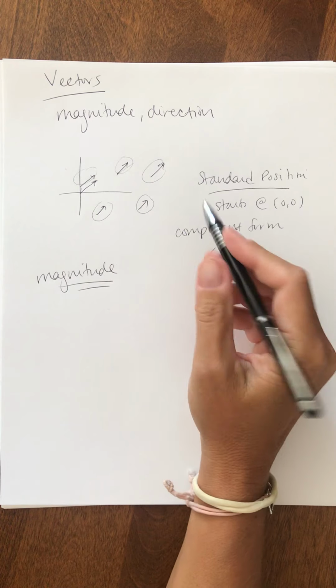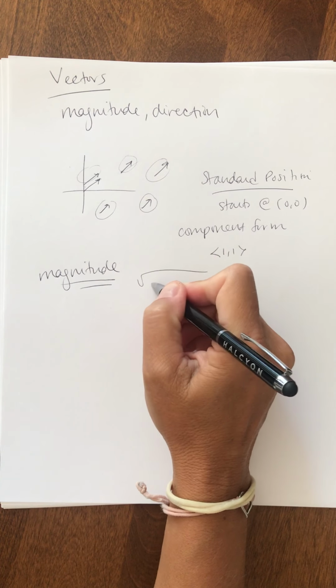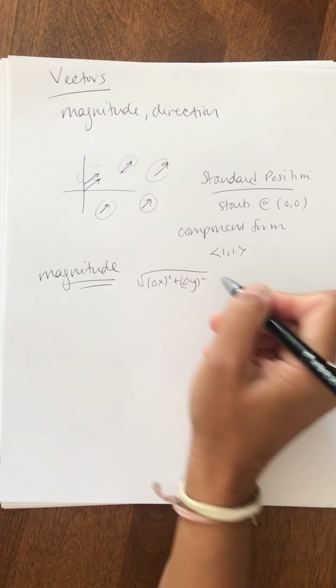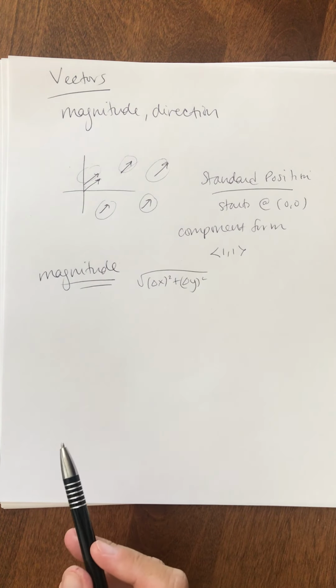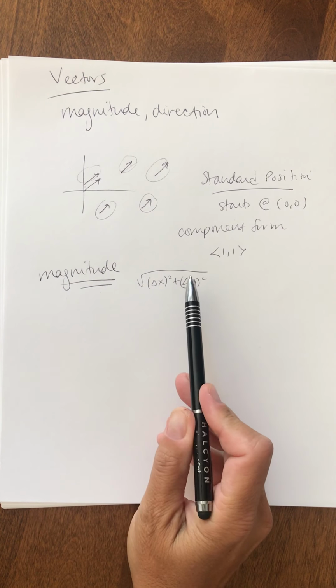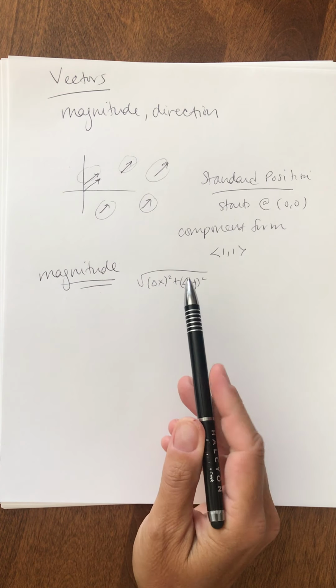Now, how do we find the magnitude of a vector? Well, this is just going to be our distance formula, right? The square root of change in x squared plus change in y squared. Now, magnitude is always going to be a positive number. Again, we have a square root here, so we're always talking about something positive.